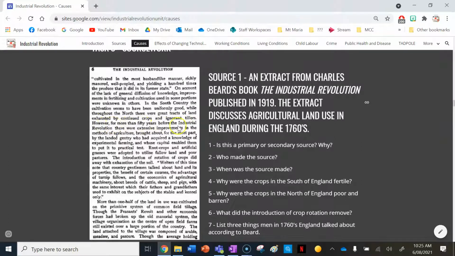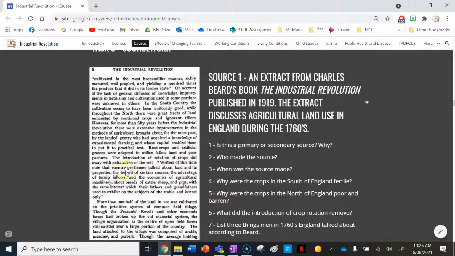However, for more than 50 years before the Industrial Revolution, there were extensive improvements in the methods of agriculture, brought about, for the most part, by the landed gentry who had acquired a knowledge of experimental farming, and whose capital enabled them to put it into practical test. Root crops and artificial grasses were adopted to utilize fallow land and poor pastures. The introduction of rotation of crops, which we've learned about in this lesson, did away with the exhaustion of soil.